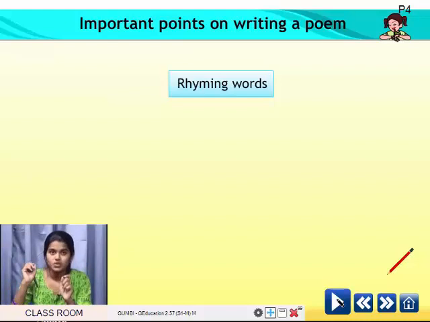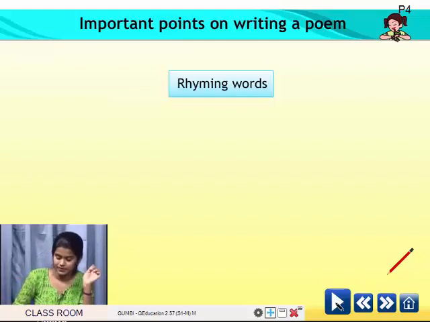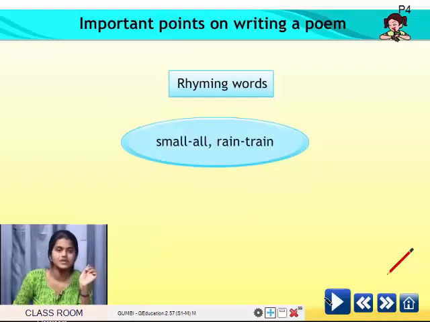And students, to write a good poem, it's better to use rhyming words in your poem. Okay, what does rhyming word mean? Do you know what rhyming words are, children? It means the words must end with the same sound.